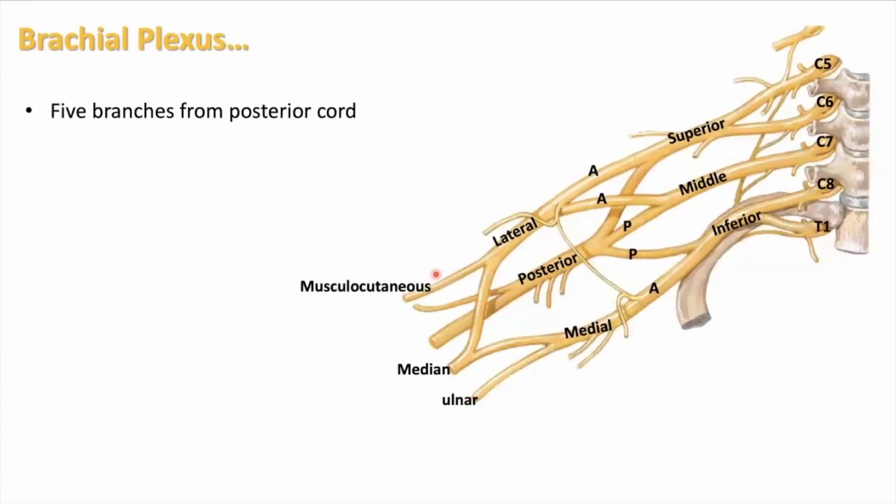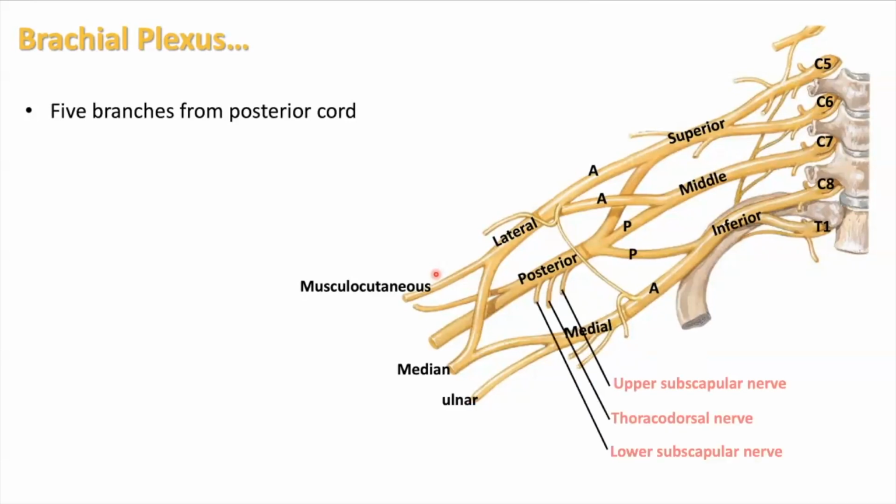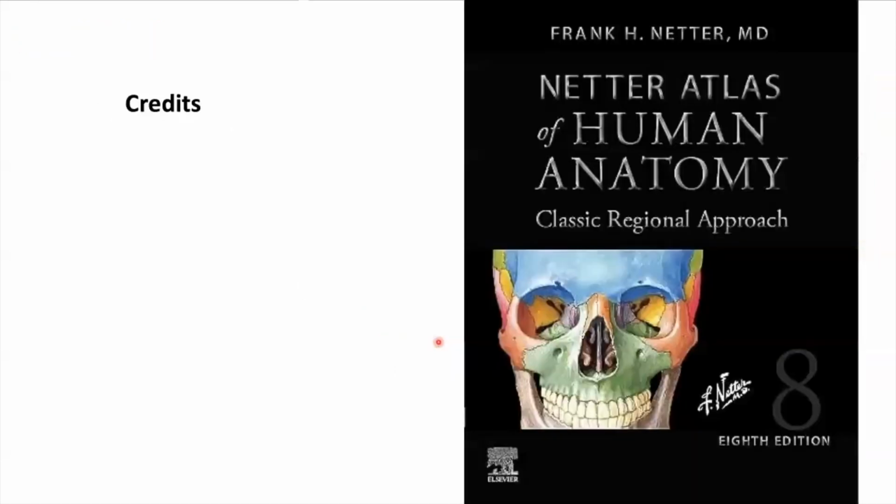Similarly, posterior cord also has 5 branches. We have upper subscapular nerve, thoracodorsal nerve, and lower subscapular nerve. These are side branches. And the terminal branches are axillary and radial nerve. The radial nerve, as you see, is the largest nerve. It has contributions from all the roots, so it's the largest in size. So that's all about the brachial plexus.